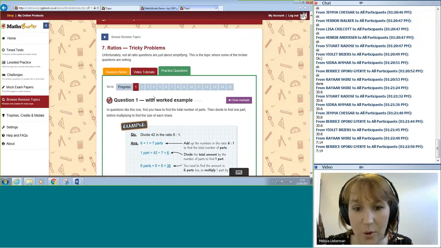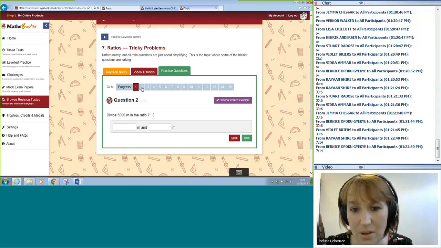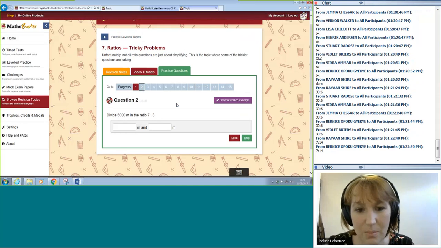Let's have a go at question 2. Just keep an eye on the time there. So we want to divide 5,000 meters in the ratio 7 to 3. It's very similar to the last question. 7 parts to 3 parts is 10 parts altogether. 5,000 divided by 10 is 500. 7 times 500. What's 7 times 500?